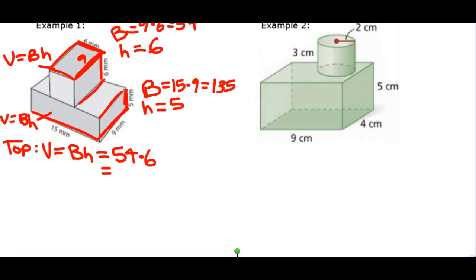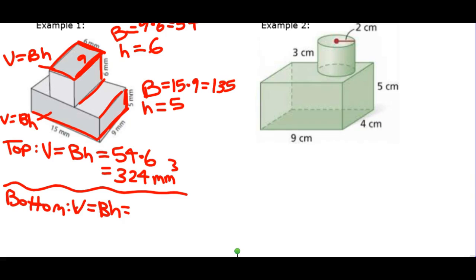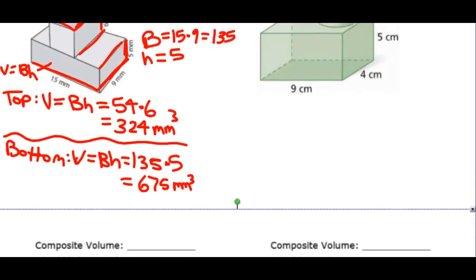Okay, so 54 times 6, which is 324 millimeters cubed. Our bottom volume, big BH again. 135 times 5 is 675 millimeters cubed.